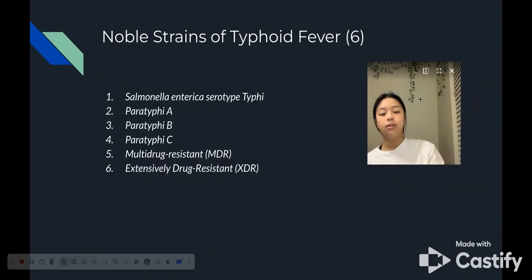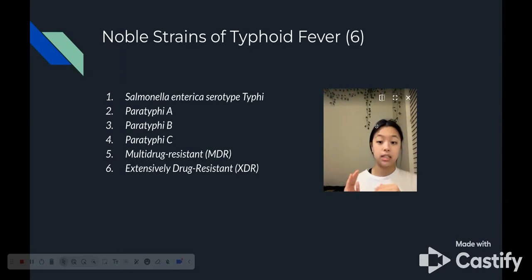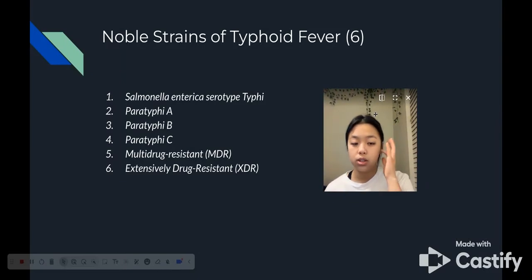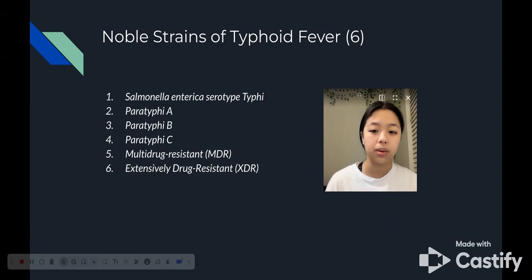So, we're going to be talking about six, not seven, types of novel strains of typhoid fever. And all of these strains are caused by poor hygiene and sanitation. They're also going to be located in low or middle income areas such as Southeast Asia, Sub-Saharan Africa, Latin America, and it can also be caused by contaminated water.